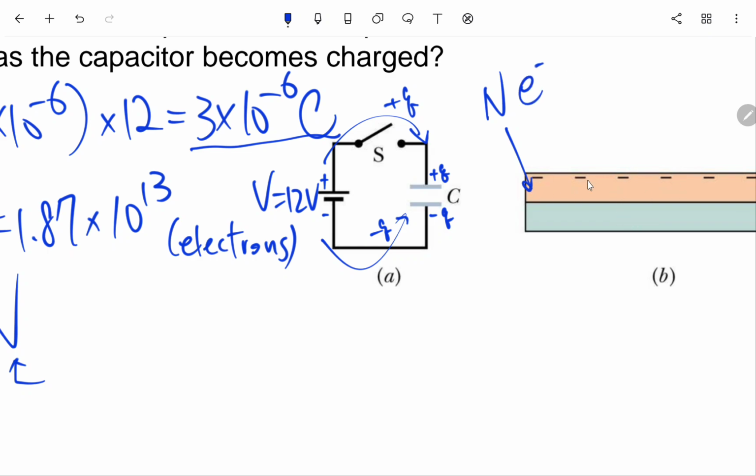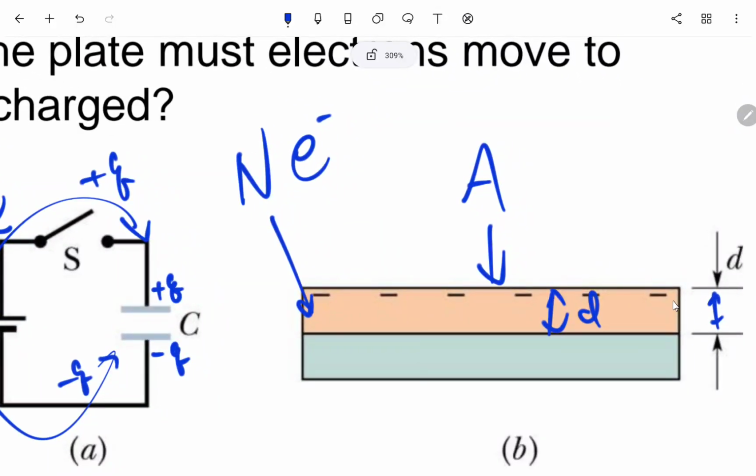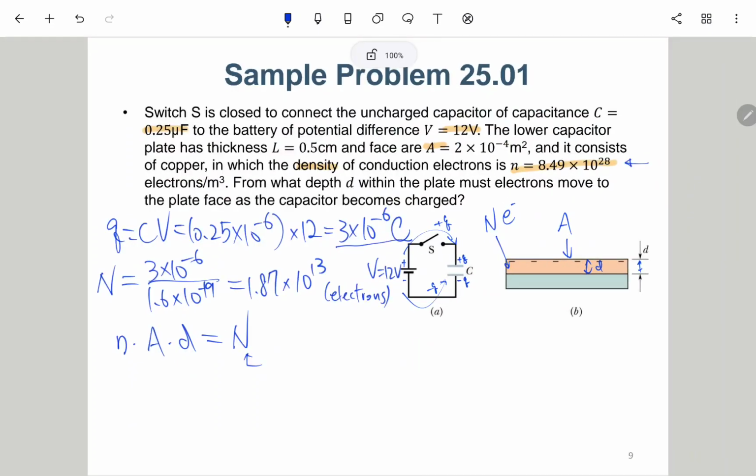in the orange region. And it tells you that the cross-section area A is like this. And then it asks you how to find the depth, which means the height. Okay, so for this volume, it is nothing but the cross-section area times the height. A times D will be the volume.